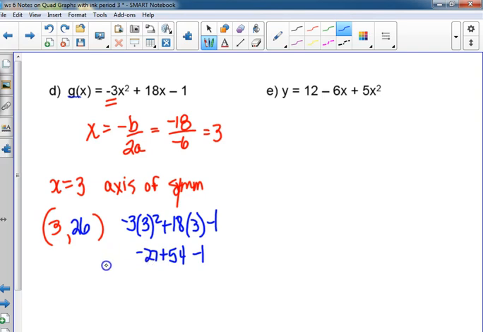I don't really remember what else the directions said to do. I think draw a sketch or something, which we could do that. But can you rewrite this in vertex form? That's kind of what I wanted to review. How would we rewrite this in vertex form? This is vertex form. Is that helping anybody?